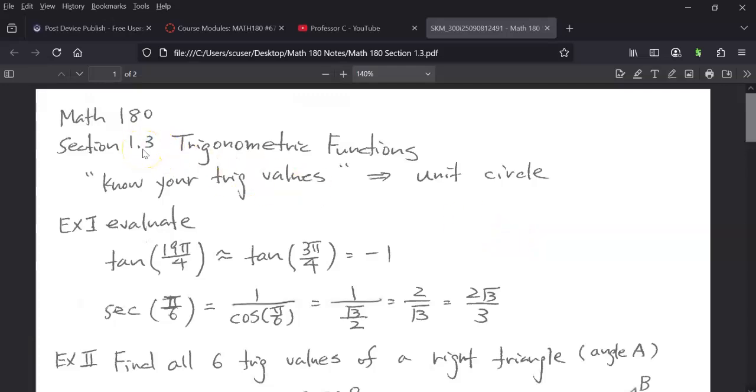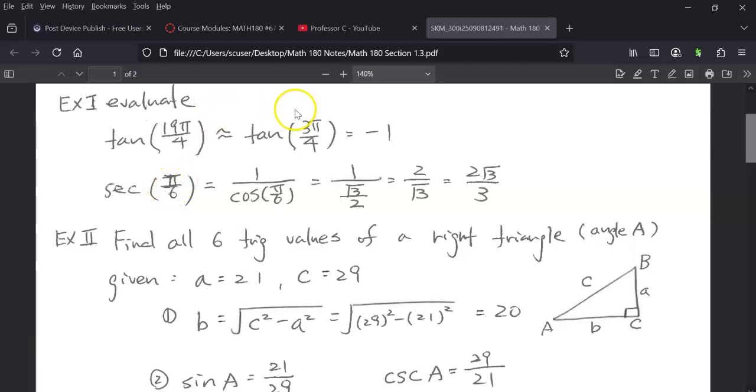Section 1.3 Trigonometric Functions. The first thing is you definitely want to know your trig values using the unit circle. Review them and memorize them. That will really help you a long way. Now, we start with evaluating trig functions.